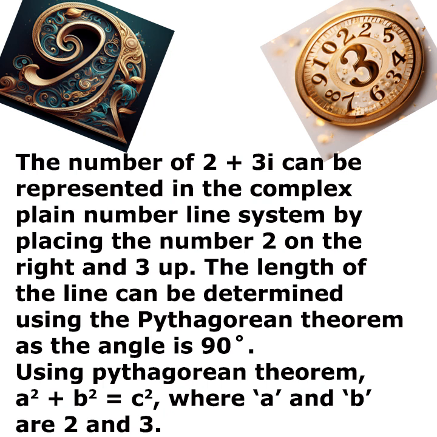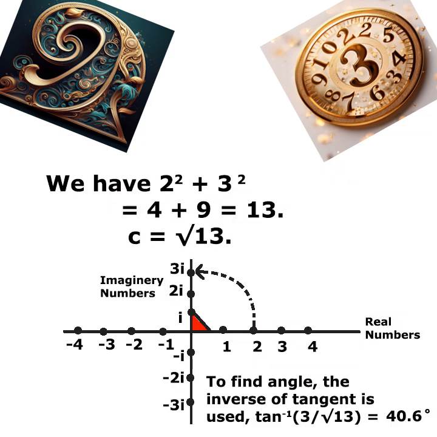The length of the line can be determined using the Pythagorean theorem as the angle is 90 degrees. Using the Pythagorean theorem, a squared plus b squared equals c squared, where a and b are 2 and 3. We have 2 squared plus 3 squared equals 13. So, c equals root of 13. To find the angle, the inverse of tangent is used. Tan inverse of 3 by root 13 equals 40 degrees.